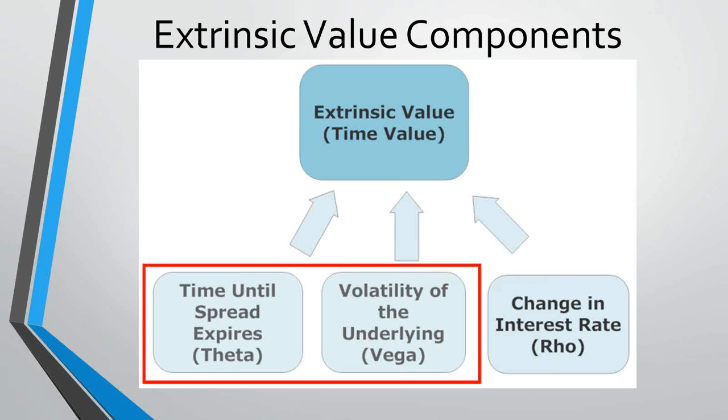So now let's look at the extrinsic value components. Okay, the null point is where the spread price, the premium, now has no intrinsic value. So what makes up extrinsic value, or the time value? It's the time until the spread expires, which is the theta, and the volatility of the underlying, which is the vega. Now, in a typical longer dated option, it also includes the potential change in interest rates, the rho. But in the Nadex spreads, it does not, because again, they're short term. It's very rare that interest rates will change from the time that you put on a Nadex spread to the time when it expires, so don't worry about rho.